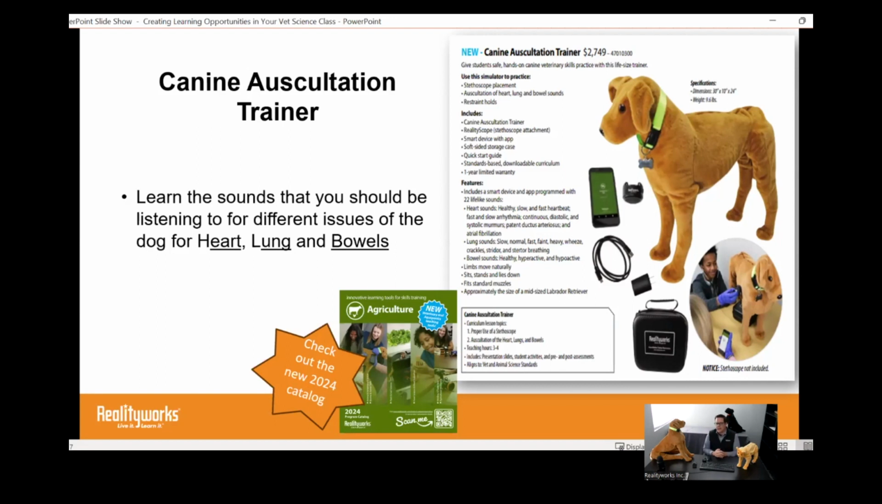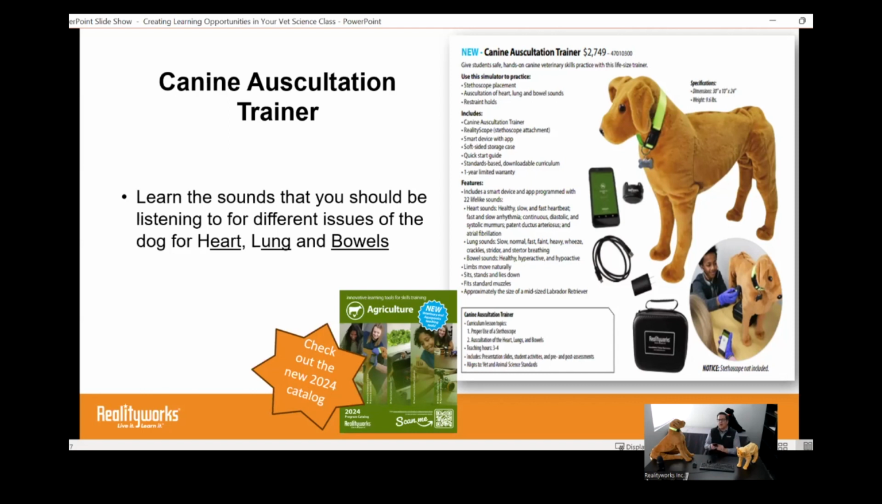In this case, our canine auscultation trainer comes with our Realityworks reality scope. Now, the way this works is you actually just slide your stethoscope right into the holder here. You listen to it yourself, and then you can work on placement of this on the dog's body, both for lung sounds, heart sounds, and then bowel sounds.